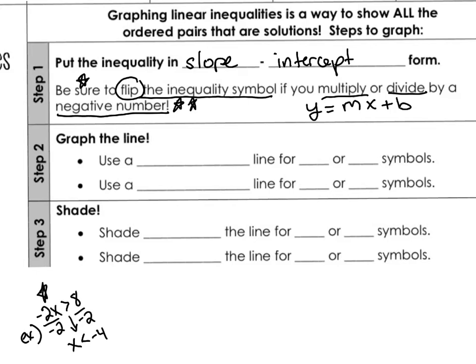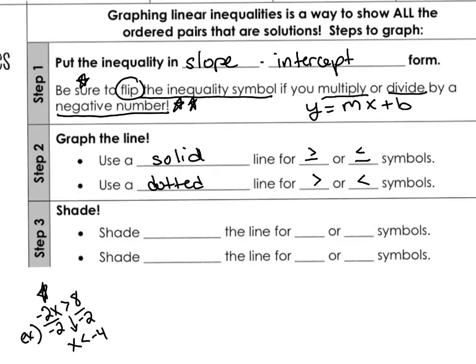Now, once you have it in slope-intercept form, you want to graph the line. We have 4 inequalities: one's greater than, one's less than, one's greater than or equal to, one's less than or equal to. When we have greater than or equal to, or less than or equal to, we're going to use a solid line. When you just have greater than or less than, we're going to use a dotted line. Solid if it's greater than or equal to, less than or equal to; dotted if it's just greater than or less than.